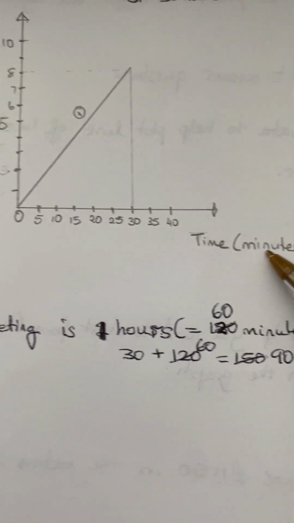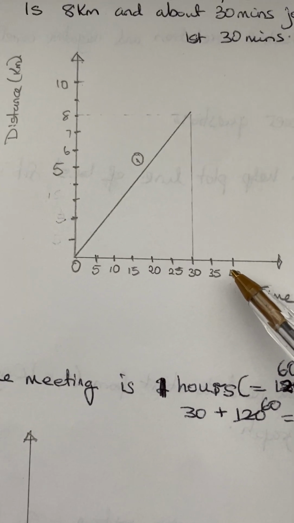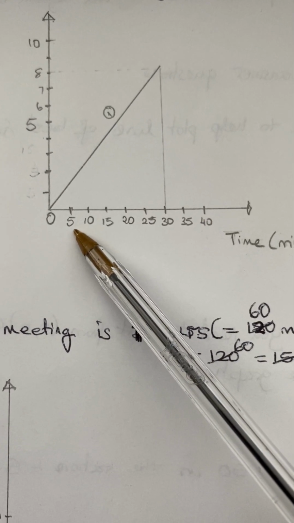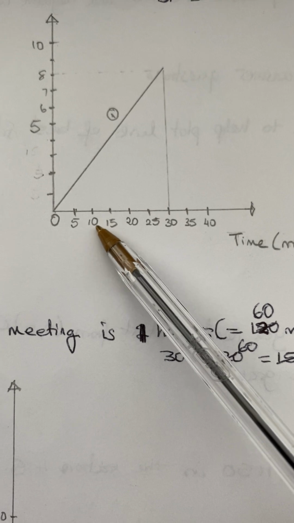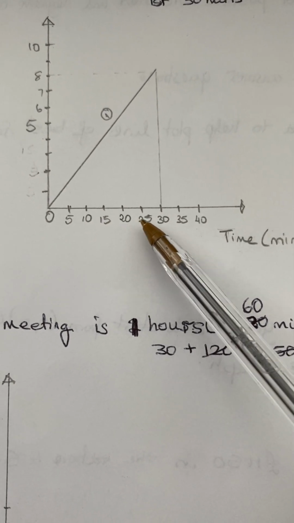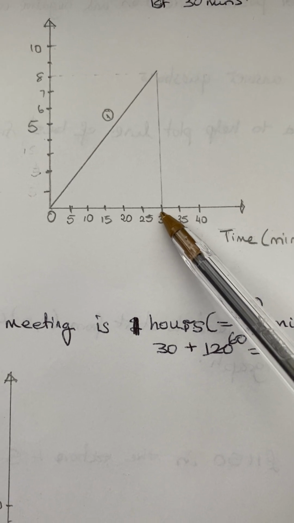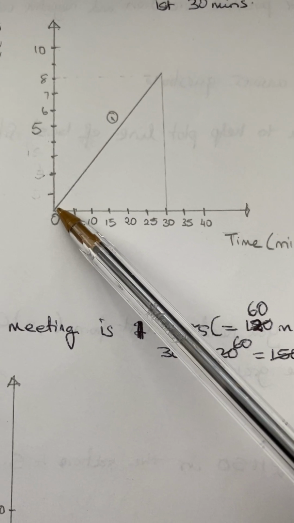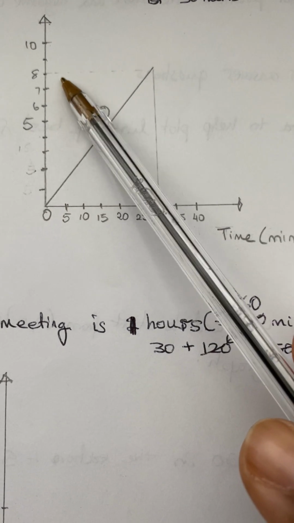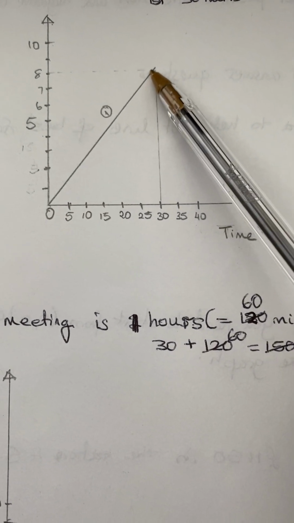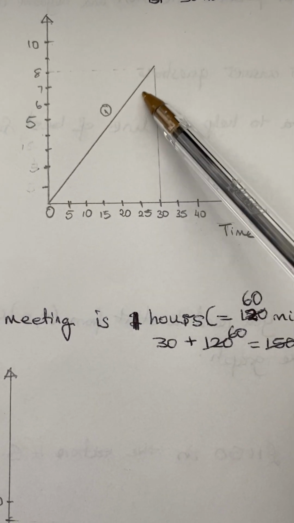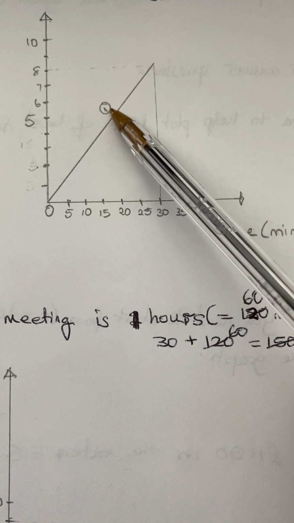That is my label for the y-axis. If you look at my graph carefully, on the x-axis in minutes I have 5, 10, 15, 20, 25, 30. So she's going to leave her house and travel 8 kilometers to get to the meeting. This is the first part of the travel graph, which I've labeled 1.